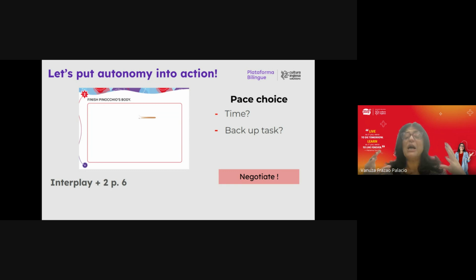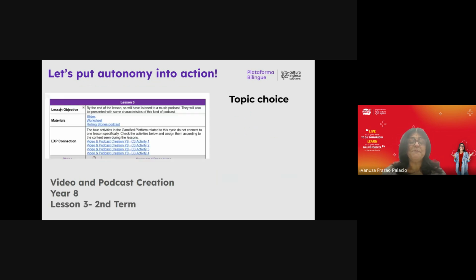But again, you negotiate time with them, and you also negotiate if they finish early. So if you finish early, not only will you have to finish the Pinocchio, but you also have to color it. Okay, so don't forget, you draw it and then you color it. If you finish early, you still have time to do it. So negotiate time and backup tasks with your students.